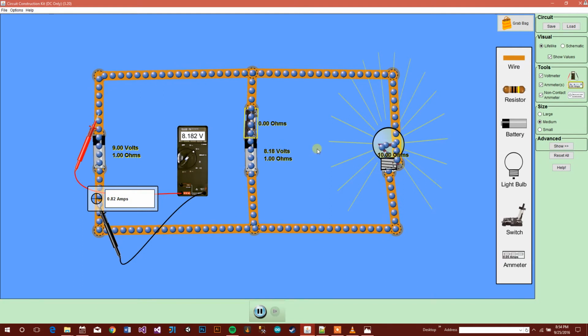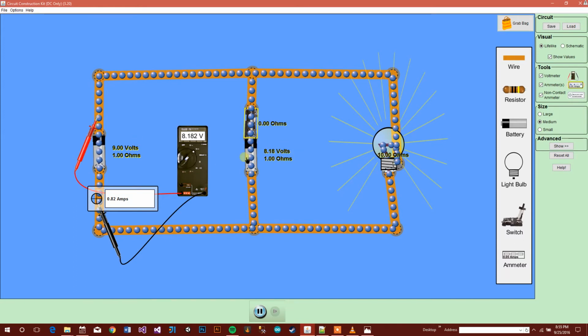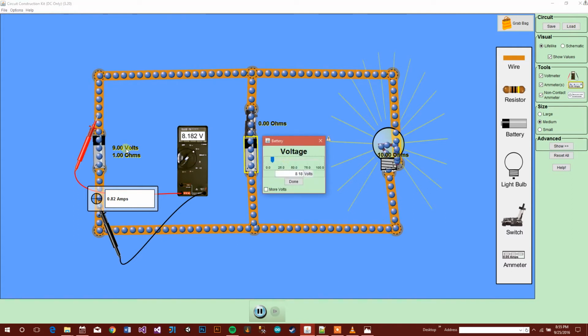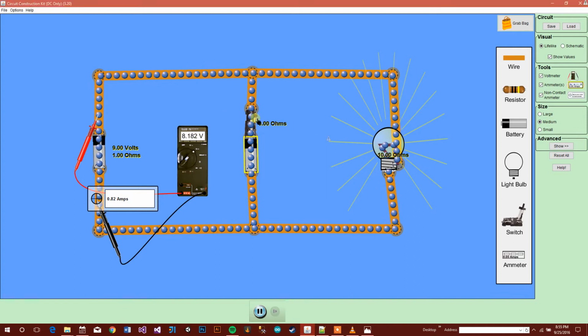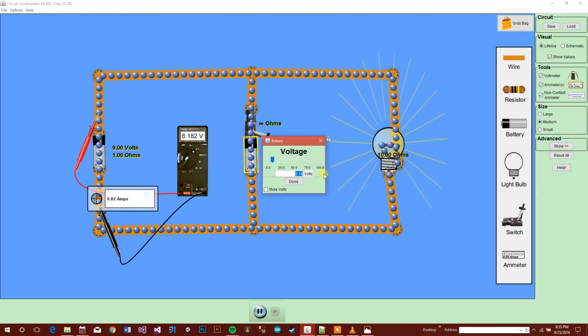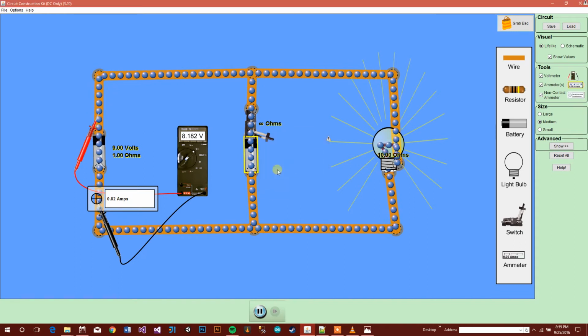So part C was the EMF of battery 1 is greater than the EMF of 2, but the voltage of battery 1 is less than the EMF of 2. So in order to set that up, we'll need the EMF of battery 2 to be less than 9 volts, but also greater than 8.18. Actually, let me go ahead and open the switch first. So I'm going to go ahead and change the EMF now. Let's make that 8.5.